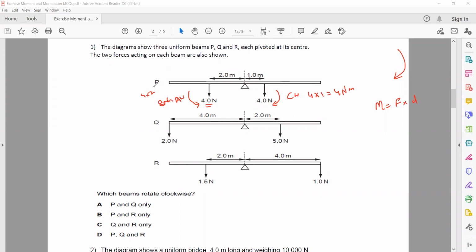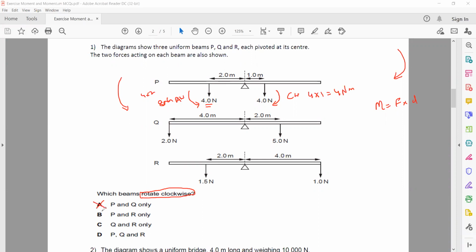So which direction will this rod P rotate, clockwise or anti-clockwise? It will be anti-clockwise, because you can see the anti-clockwise moment is more. So it is very easy to identify that. P will rotate anti-clockwise, it will not rotate clockwise. But in the question they are asking which beam will rotate clockwise, so we don't have to calculate for the others. Options which have P are totally wrong.